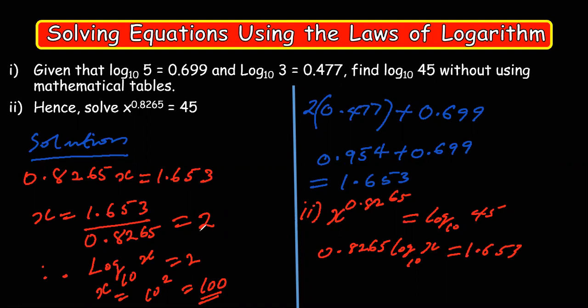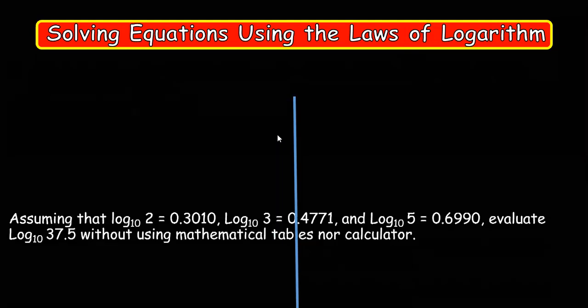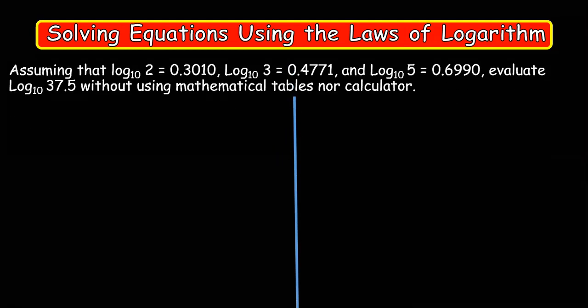Okay, let's pick another problem. I'm going to clear the screen so that we can solve another problem. The next question. Assuming that log 2 in base 10 equals 0.3010, and log 3 equals 0.4771 in base 10 as well, and log 5, also in base 10, is given as 0.6990. Calculate log 37.5 in base 10 without using mathematical tables, not calculator.